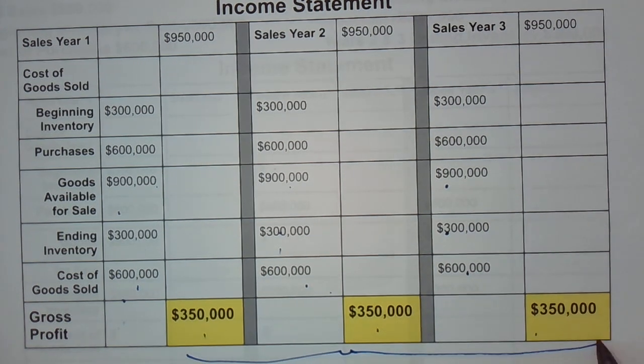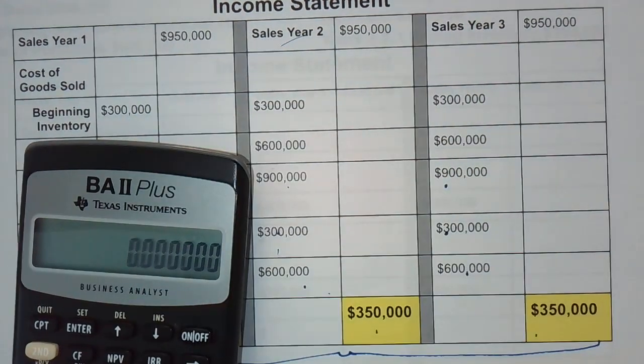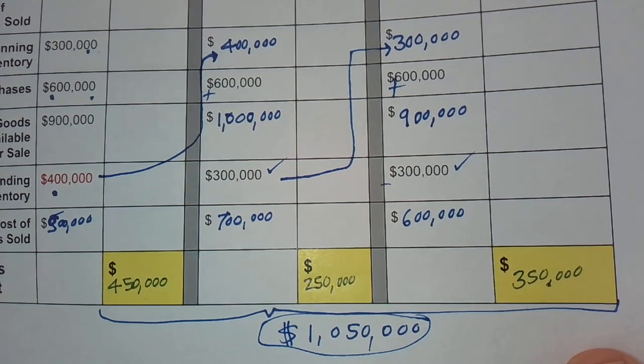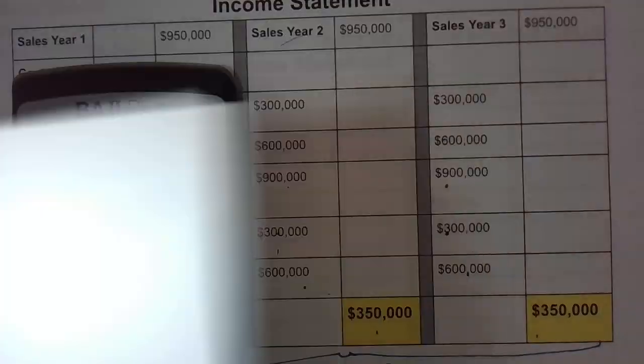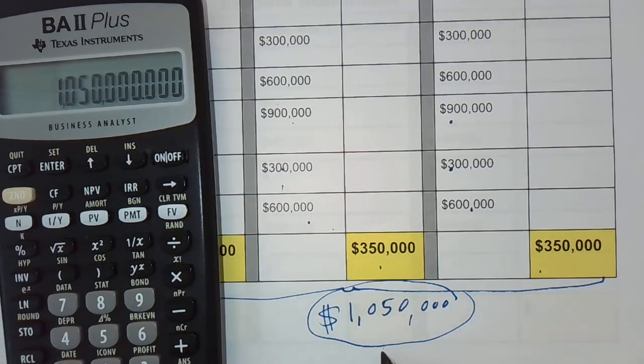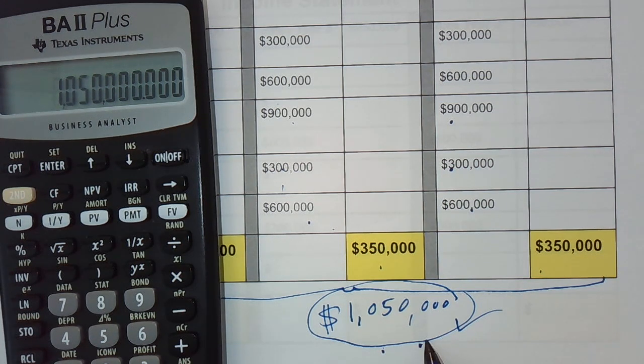Let's see what we wind up with. If I have 350,000 of gross profit for 3 years, that gives me a gross profit for the 3 years of $1,050,000, which was the same amount we had with the incorrect amount for the ending inventory for year 1. So what we have learned from this is if everything else is correct, then at the end of 3 years, we do wind up with the correct amount of gross profit. So the problem corrected itself over the course of 3 years because we only had one mistake, and that was in the first year ending inventory.